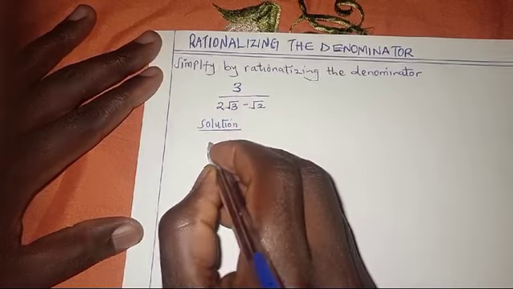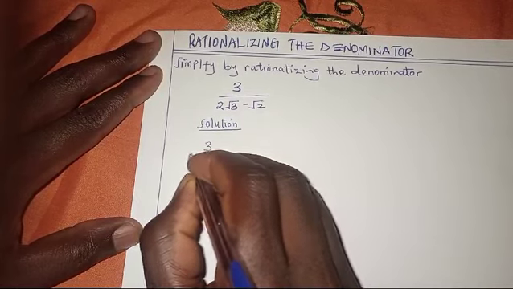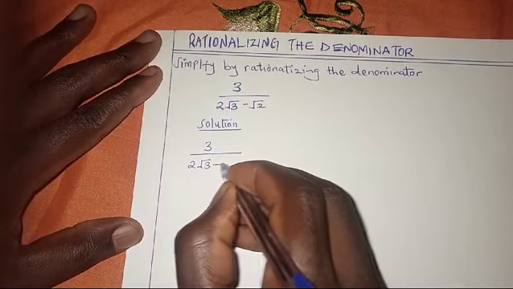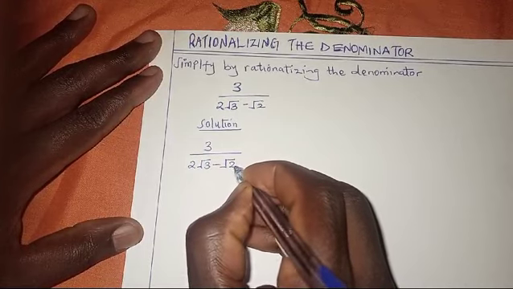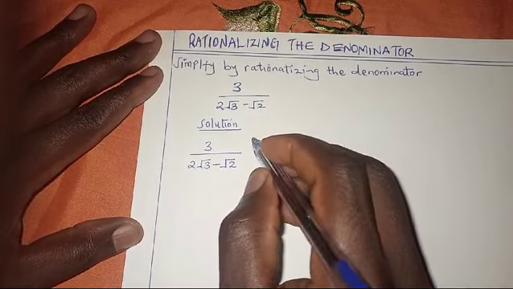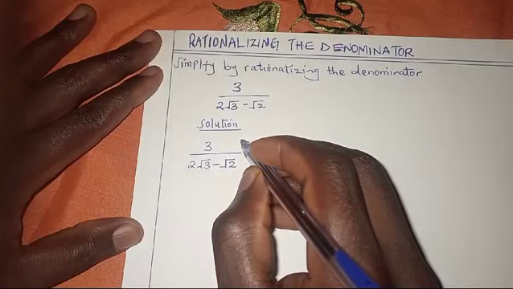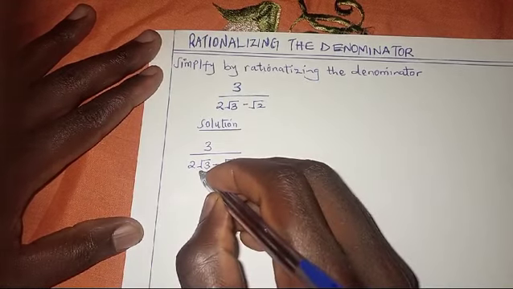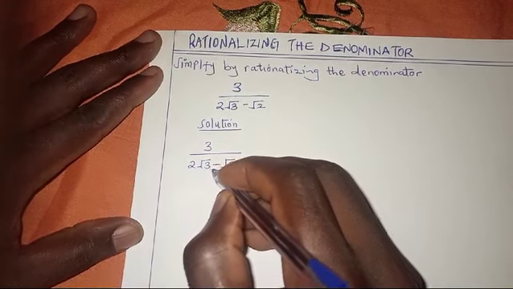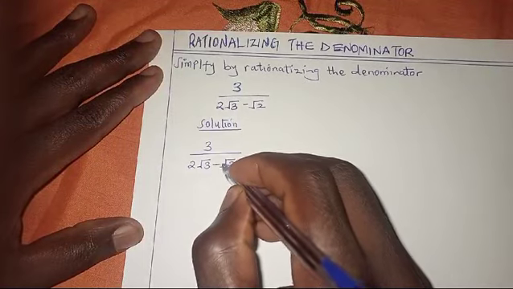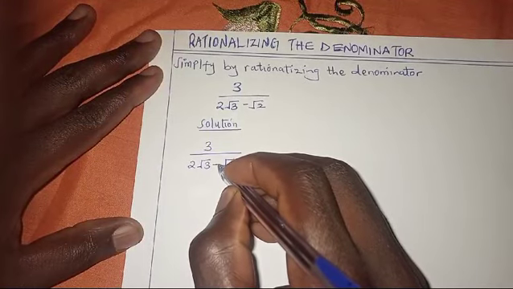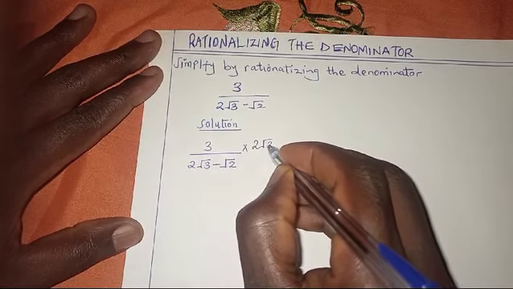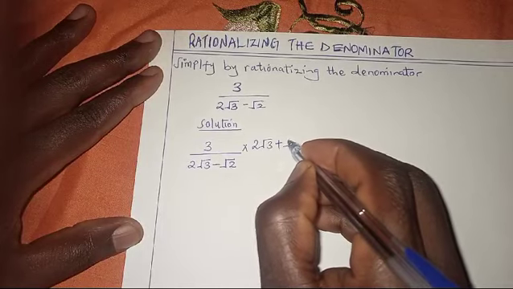Anytime we rationalize the denominator, we must remember something to do with the conjugate. That is, we are going to change the sign in the denominator part, and then multiply what we have obtained on both the denominator and the numerator side. So in this case, the conjugate for 2 Surd 3 minus Surd 2, we change the negative sign here, and then we multiply by 2 Surd 3 plus Surd 2.